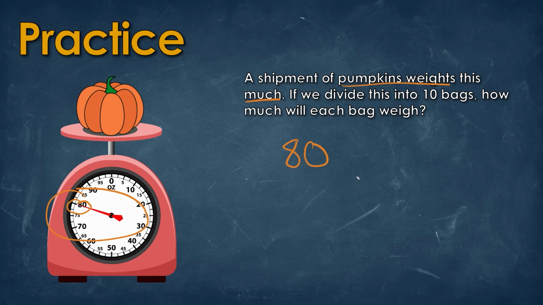And they give us a pretty good hint. They say if we divide this into 10 bags, how much will each bag weigh? So we know we're going to divide 80 divided by 10. Remembering from our multiplication table, this will equal 8. So we have 8 ounces.